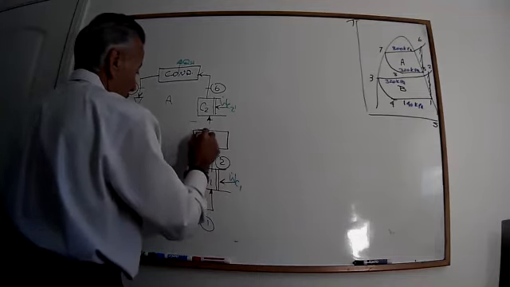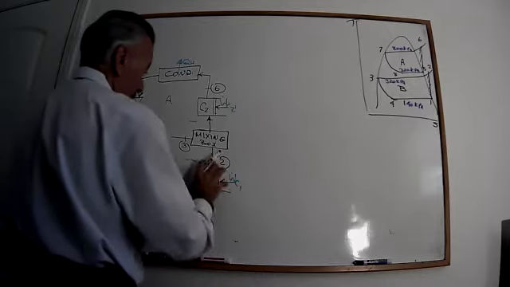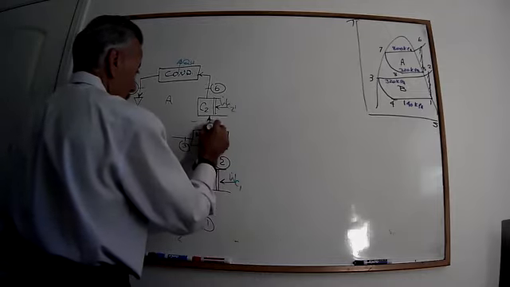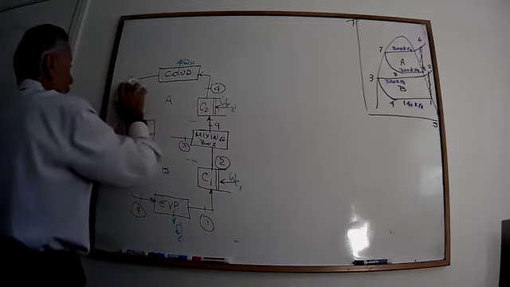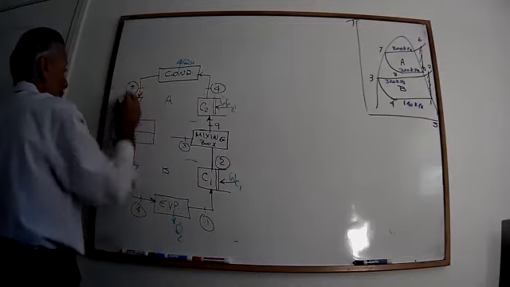Then, on this side, we're going to have a device which is a separator. We have vapor at the top and liquid at the bottom. Now, let me rearrange the numbers.